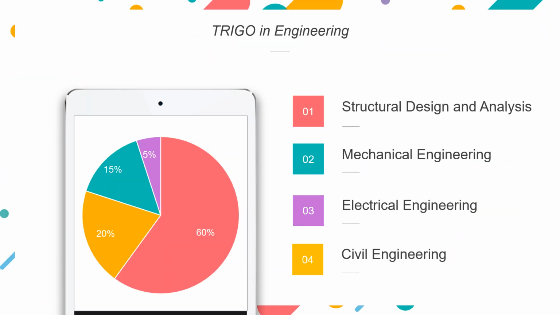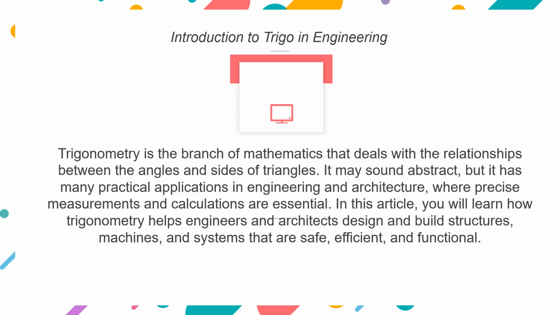Trigonometry in engineering. There are four fields that use trigonometry in structural design analysis: mechanical engineering, electrical engineering, and civil engineering. Introduction to the engineering. Trigonometry is the branch of mathematics that deals with the relationship between the angles and the sides of triangles. It may sound abstract, but it has many practical applications in engineering and architecture, where precise measurements and calculations are essential. In this article, you will learn how trigonometry helps engineers and architects design and build structures, machines, and systems that are safe, efficient, and functional.